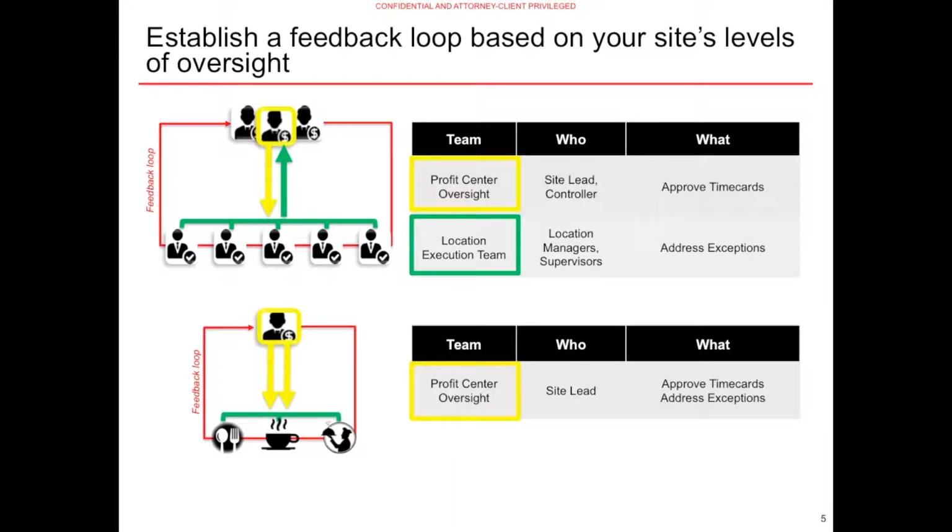In profit centers with one level of oversight, the profit center oversight may be responsible for creating schedules, addressing exceptions, and approving timecards. If this describes your profit center, please be sure to review the Creating and Adjusting Schedules training. In both scenarios, it is critical to establish a feedback loop through weekly meetings or daily huddles to ensure communication between profit center oversight and employees.